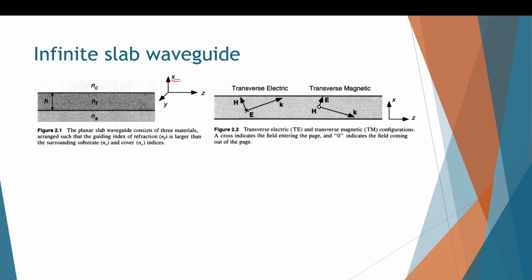The height of the film is given by h, and as we know, for this slab waveguide to guide light, it is required that NF is greater than both NC and NS. So in general, NF will be greater than NS, which will be greater than or equal to NC. So these both can be greater than or equal to.